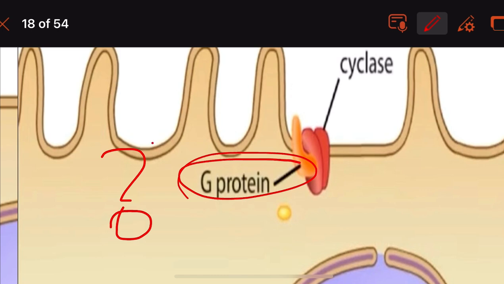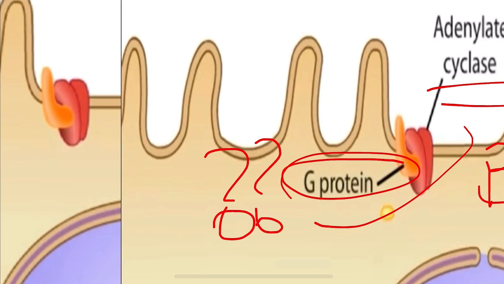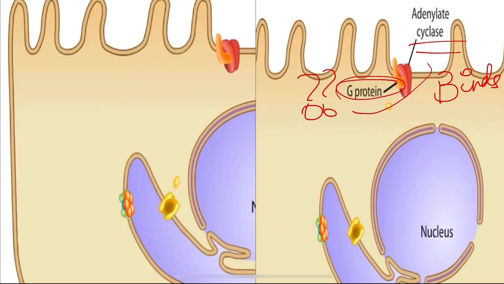So we are talking about the G protein. What does this G protein do? It binds to adenylate cyclase, and it will control the activity of adenylate cyclase. Next, we see what happens in cholera.